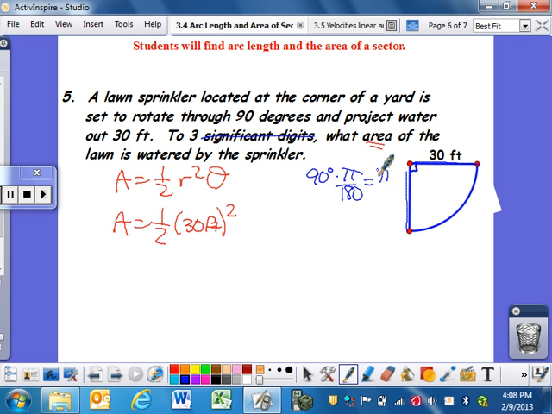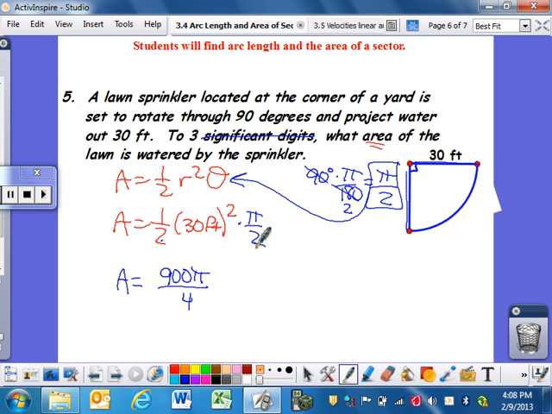If you don't, that's okay. 90 goes into 180 2 times. So that's your angle that you dump in here. So times pi over 2. And so we end up with the area of, if I wanted to dump all this together, I have to square it first. This would be 900 pi on top. The 2 times the 2 on the bottom is 4. So obviously I can reduce all that to 225 pi feet squared. That would be more of the exact answer.